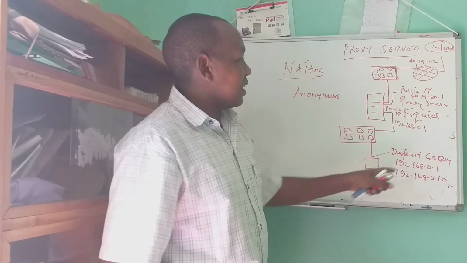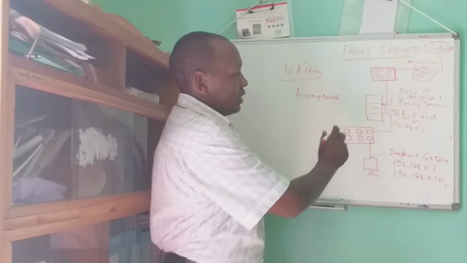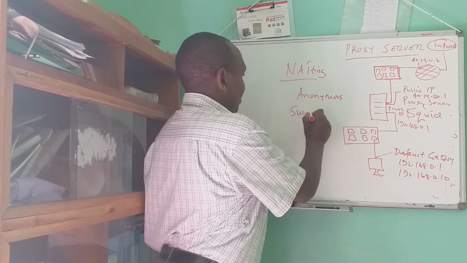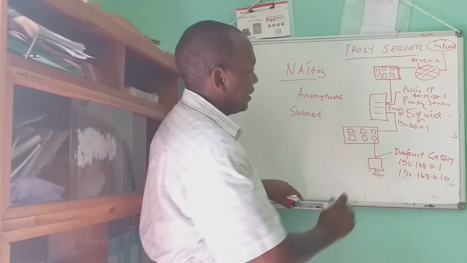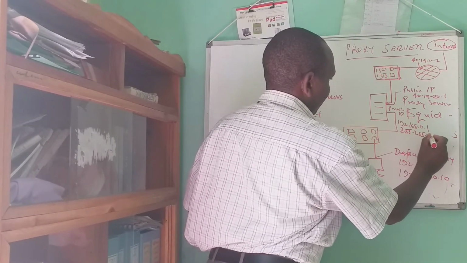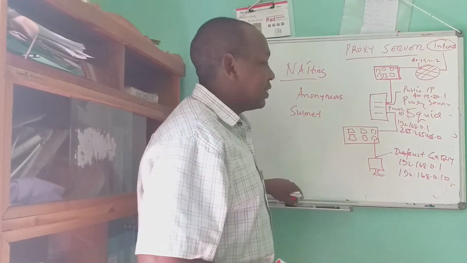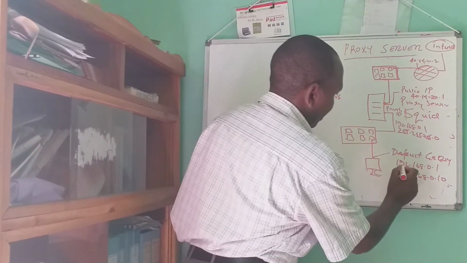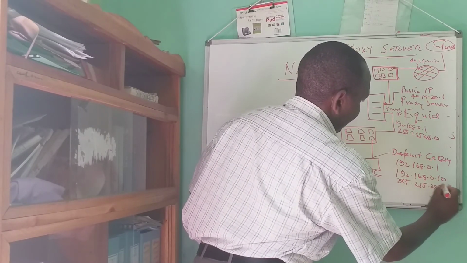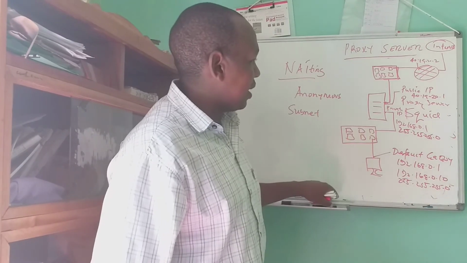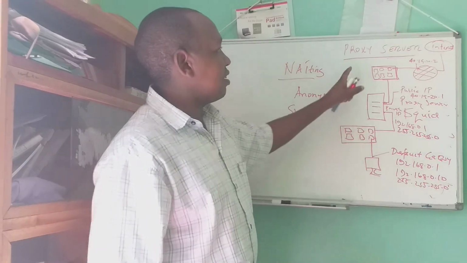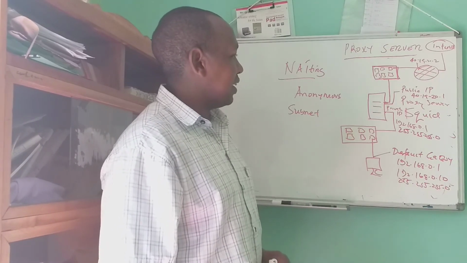All the computers within the local area network using the same proxy server must be in the same subnet. For example, the subnet mask could be 255.255.255.0. That means that this computer will also be having the same subnet mask, meaning that they are all in the same subnet or in the same network. That is the role of a proxy server in a local area network.